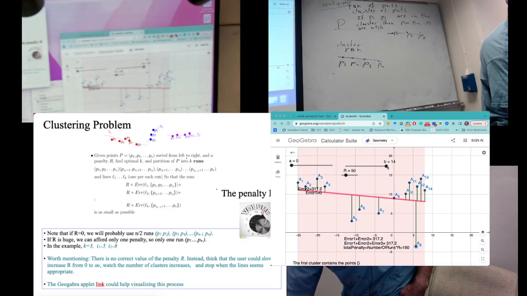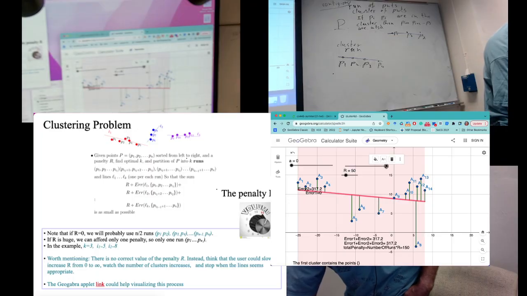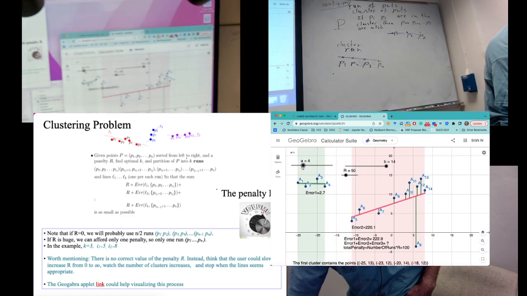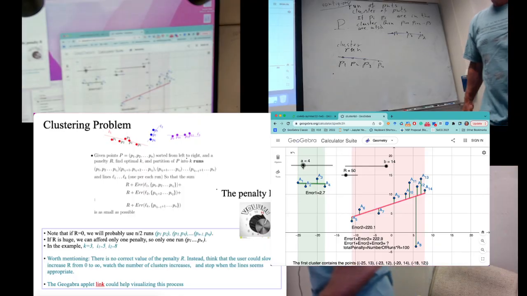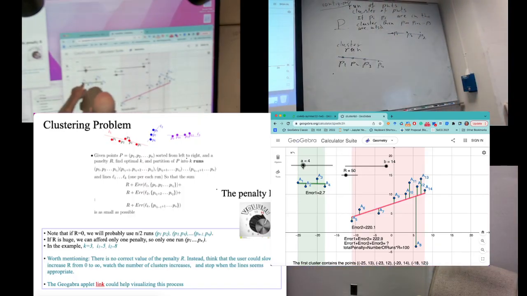Let's see if I remember how to use it. If I increase A in this example to be 4, then all the points from A1 up to A4 should be in one cluster. A4 will be the last point of one cluster, and the points from A5 until the last point, A14, will be in the second cluster. In two clusters, I don't have a path choice.